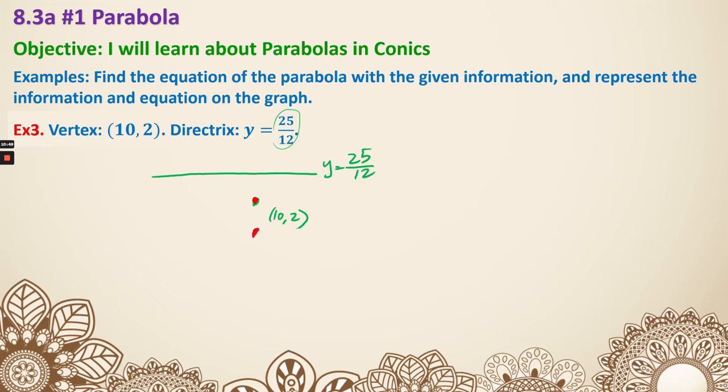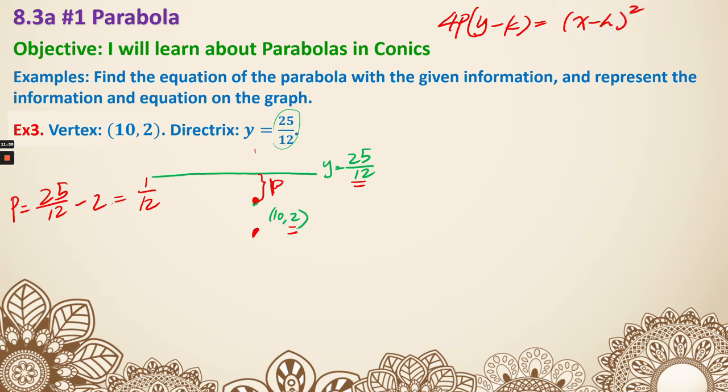We already know that our focus is going to be somewhere down here. And this is p. Since it is a vertical setup, we are looking for how far away the 2 is compared to the 25 over 12. So all you need to do is 25 over 12 minus the 2. That is going to give you the p, because the distance between the directrix and the vertex is p. p in this case is 1 over 12. Now we can write down the equation. I'm going to put it up here: 4p times (y minus k) equals (x minus h) squared.